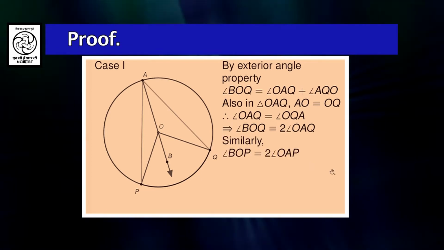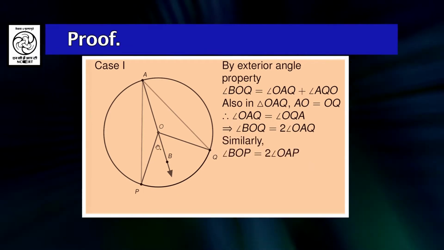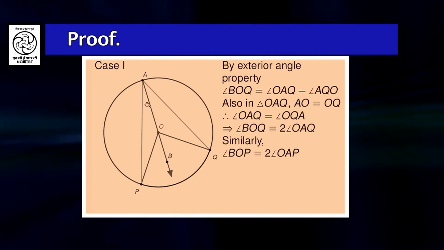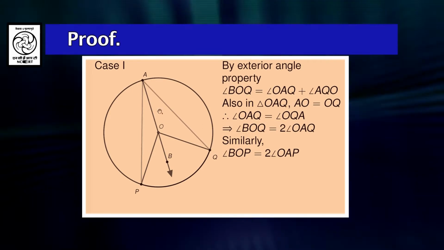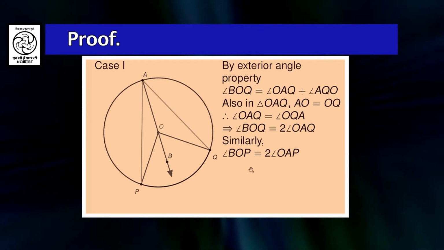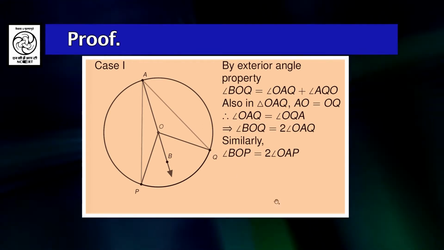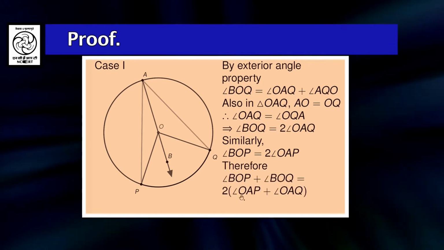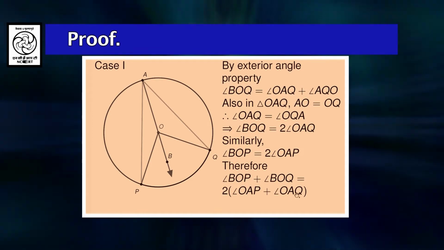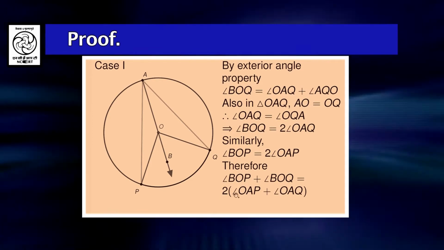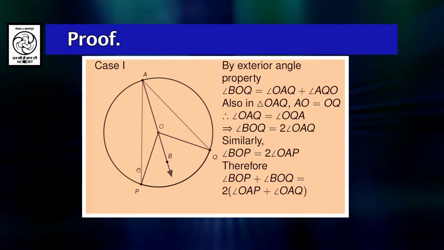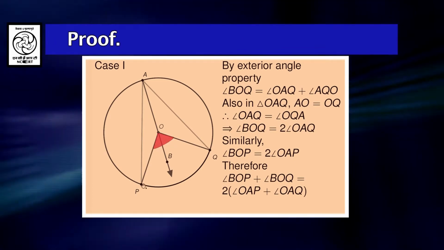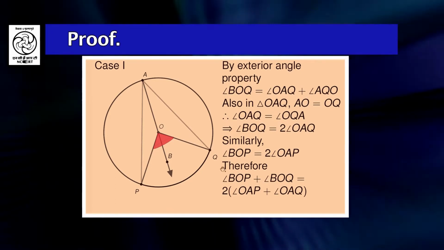Similarly, we can prove that angle BOP, that is this angle, is twice of angle OAP, that is this angle. Now, adding these two, angle BOQ and angle BOP, what do we get? Twice of angle OAP plus twice of angle OAQ. Now, what is angle BOP plus BOQ? BOP is this angle, BOQ is this angle. So, adding them we get angle POQ.